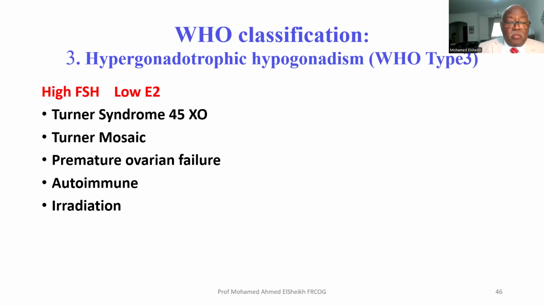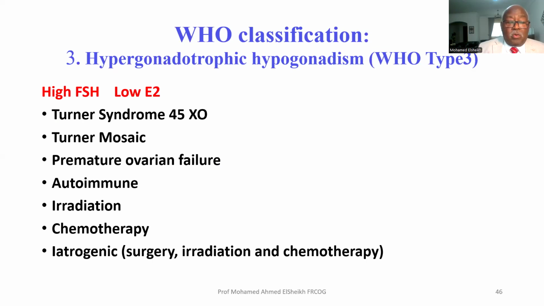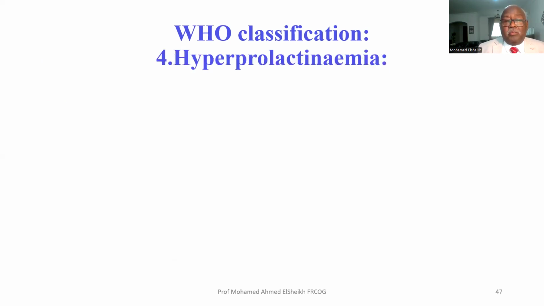Autoimmune or iatrogenic in cases of irradiation, chemotherapy, or surgery. Irradiation, chemotherapy, and surgery. All these could lead to type 3 WHO classification, hypergonadotrophic hypogonadism.